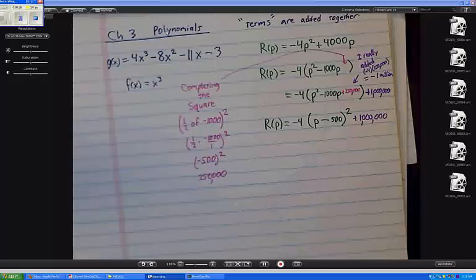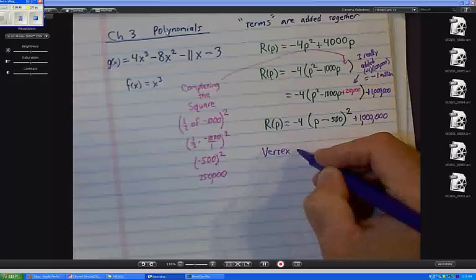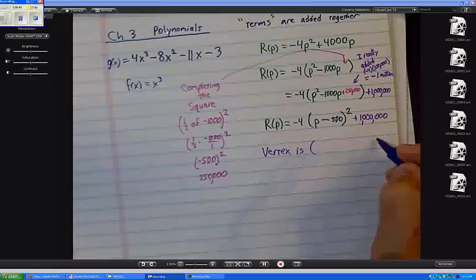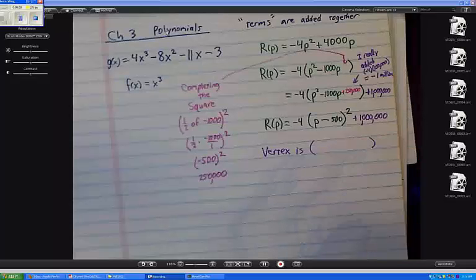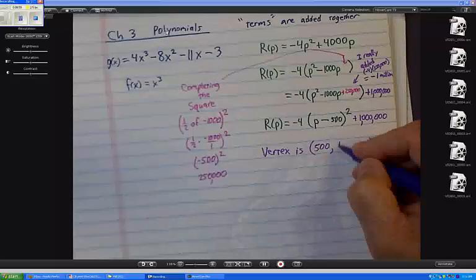Okay? So if you understood that, then we know the vertex. The vertex is what? 500, 1 million.